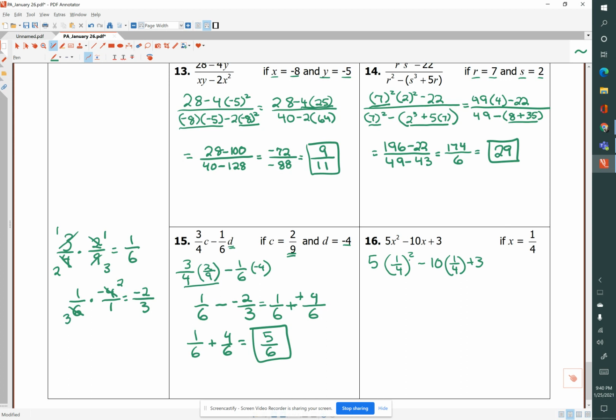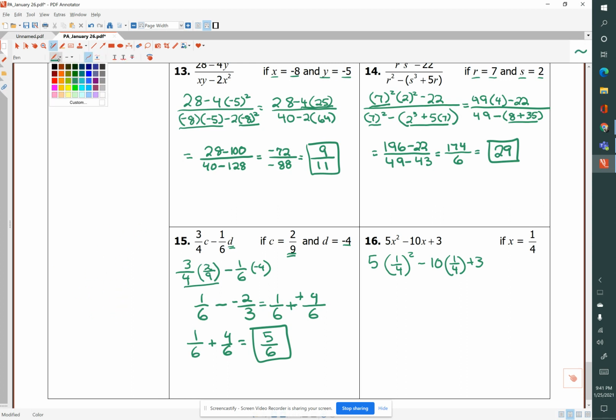So let's start with 1/4 times 1/4. And I'm going to make some room over here on the left side. If I have 1/4 times 1/4, because I'm dealing with this exponent, that would equal 1/16, excuse me. I had to write 16. 4 times 4 is 16. So now we have 5 times 1/16.